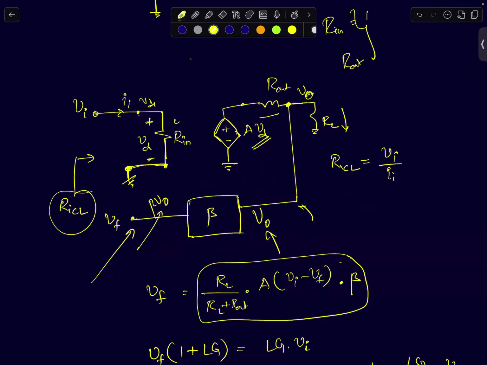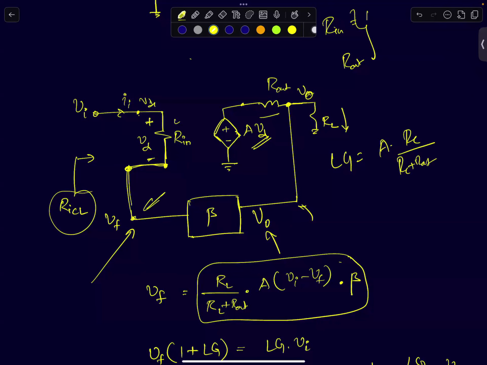There is also dependence on voltages here. Vi minus Vf is something that I've written here. So all I'm trying to do is find the input and output resistances in the presence of feedback. So this term I'm going to call loop gain, as A times RL by RL plus R out. I'm starting from this point, and I want to come to this point.